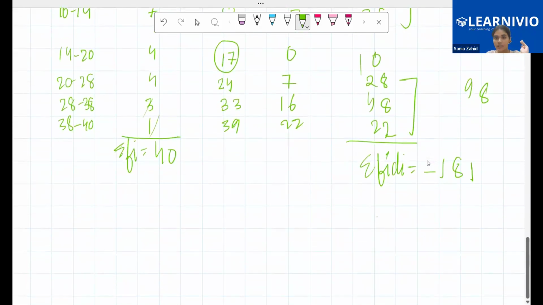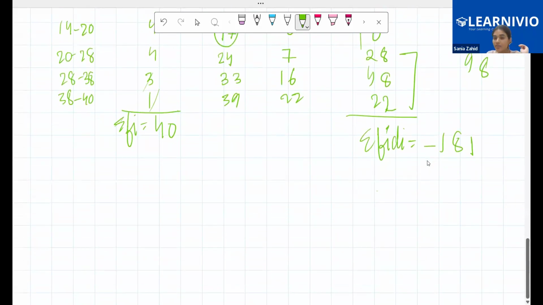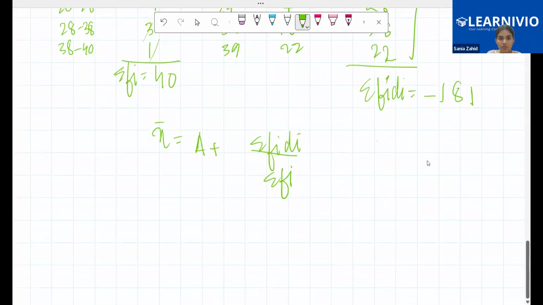Yeah, 40. Right. No, what was the value for mean? What was the formula for the zoom mean method? Plus sigma fi di by sigma fi. Sigma fi di by sigma fi. Exactly. So now assumed mean. What was your assumed mean?